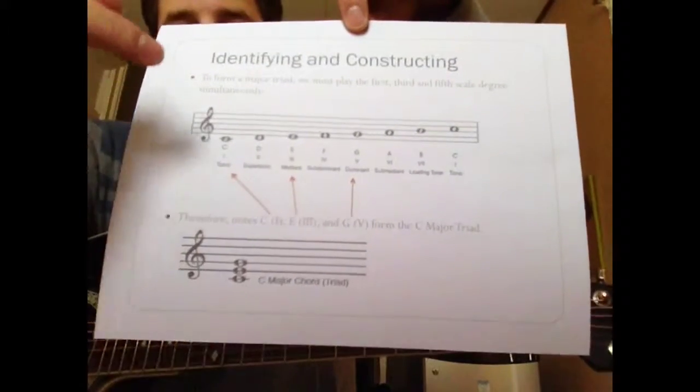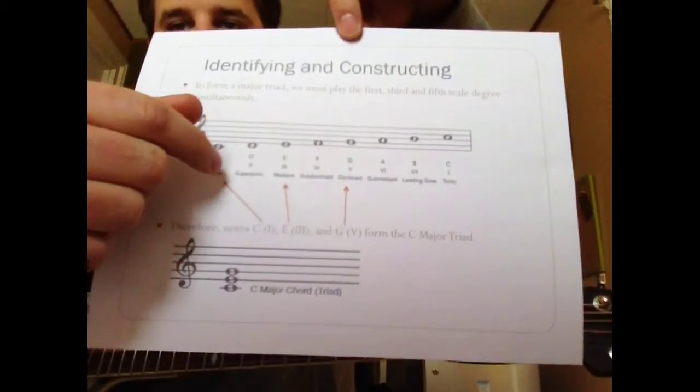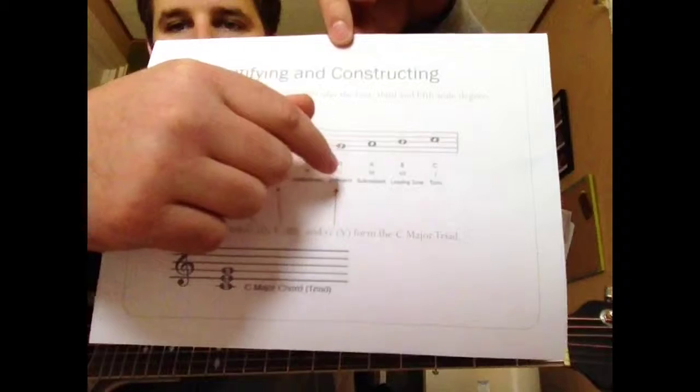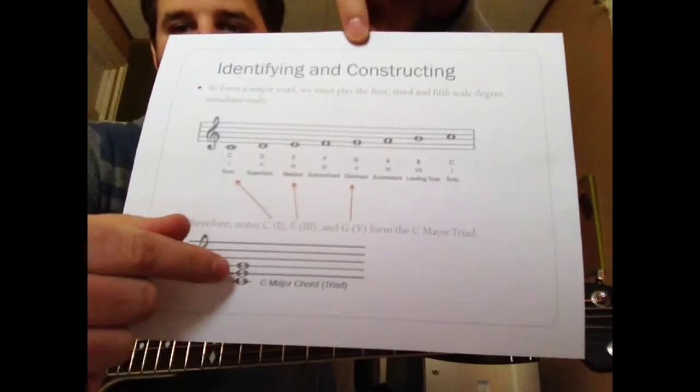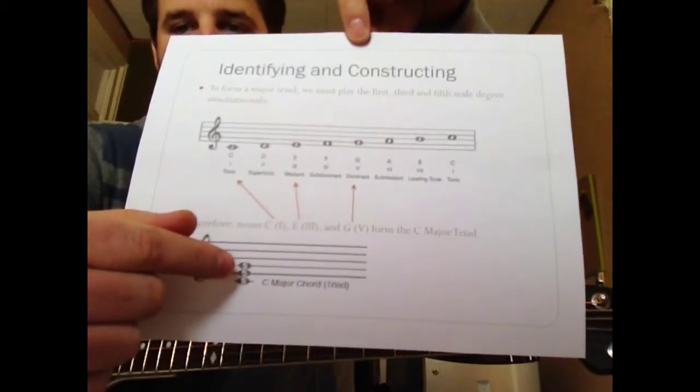In standard notation, we have our root, third, and fifth, generating our triad. 1, 2, 3 notes: root, third, fifth.